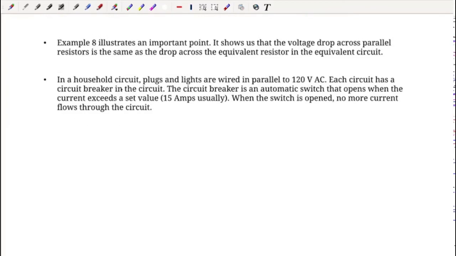In household circuits, plugs and lights are wired in parallel to 120-volt alternating current. Each circuit has a circuit breaker in the circuit. And the circuit breaker is an automatic switch that opens when the current exceeds a set value, usually 15 amps. When the switch is opened, no more current flows through the circuit.